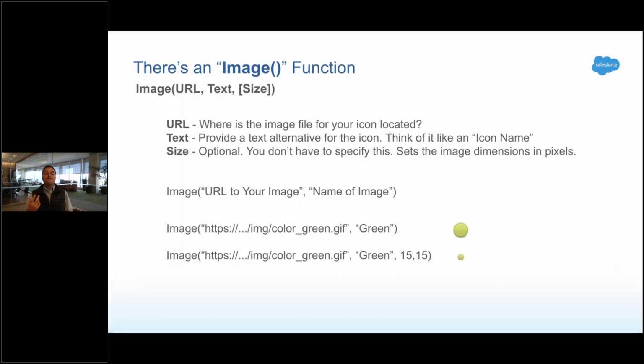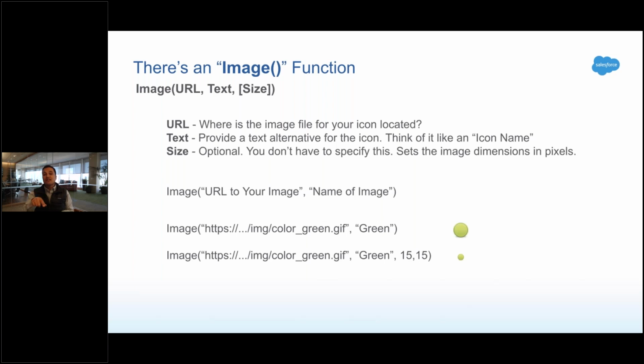There's actually a function called image. And it's actually pretty easy. You put image, and then you put in quotes the link to the image, like where is the URL of the image, and then a comma, and then the name of the image in case someone is using one of those tools where they can't see the screen and they need stuff read out to them. So in my case, image green, and I've got the link to the green thing.